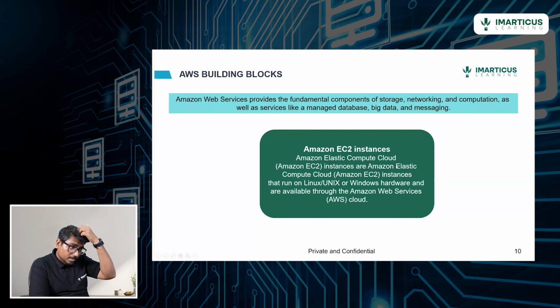So if you just see this Elastic Cloud Compute, E stands for Elastic, and C2 stands for Cloud Compute. So that's how they name their services. So it's an instance for storage, like computing power. It runs on Linux and Unix based hardware and is available through the Amazon Web Service Cloud. So if you want to deploy your application on a virtual computer, then first you need to use this EC2 instance. And there are multiple EC2 instances available on AWS depending on the storage and drive memory.